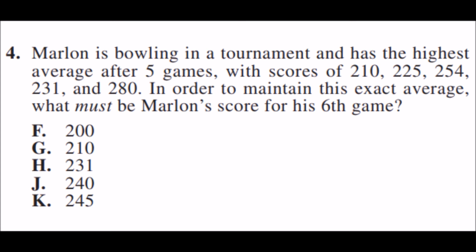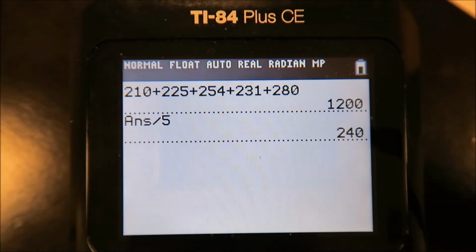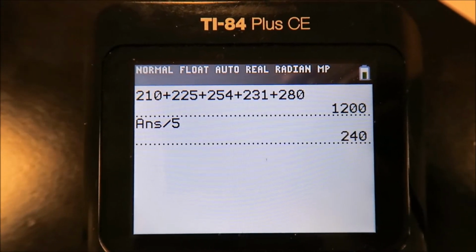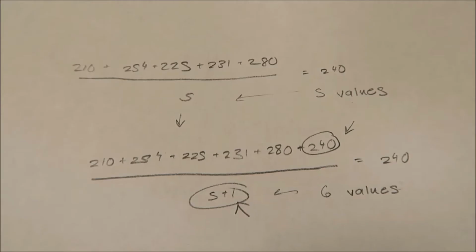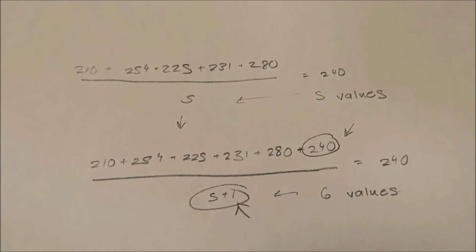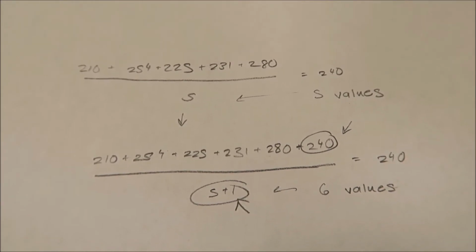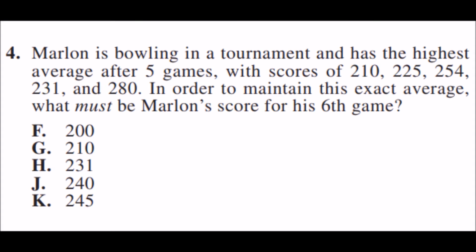Okay, back to the problem. So the question is asking what value would have to be added in order for the average to remain the same. So it makes sense to first find the average. You can do this on your calculator and you will find that the average is 240. Now, if you understand how averages work, you will know that it is just the mean or middle value of a set of numbers. So if the middle value of the set of 5 numbers is 240, that means that adding 240 to the set of numbers will keep the average the same, as the number you have added is the pre-existing mean. So the value that must be added is 240, which is answer J.